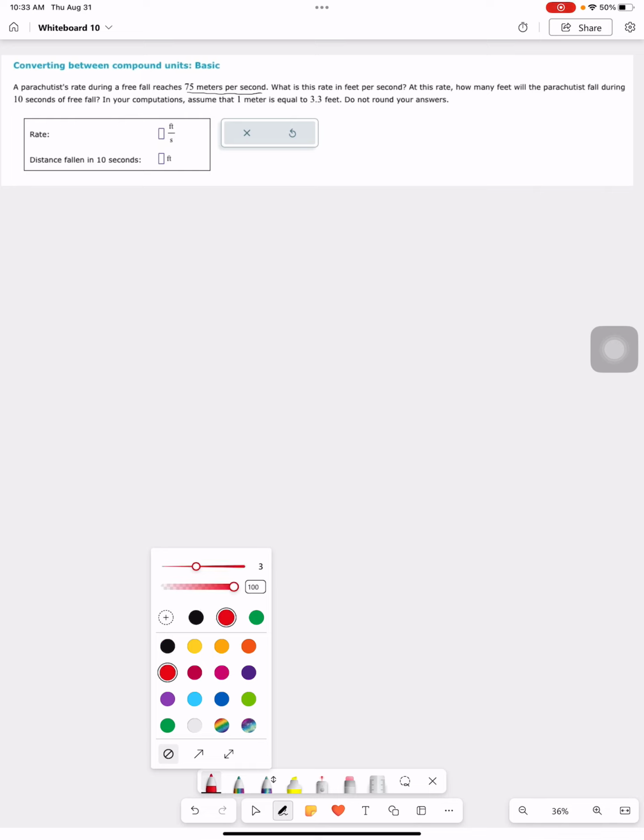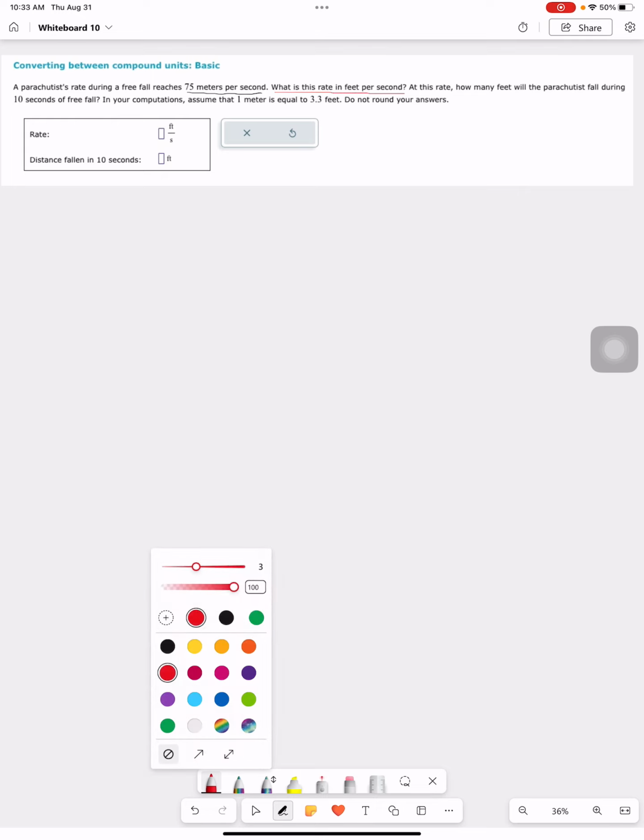A parachute's rate during a free fall reaches 75 meters per second. What is this rate in feet per second? So what I'm going to do is answer, let's change my color of my pen to red. And so I will answer this part of the question first. What is this rate in feet per second?